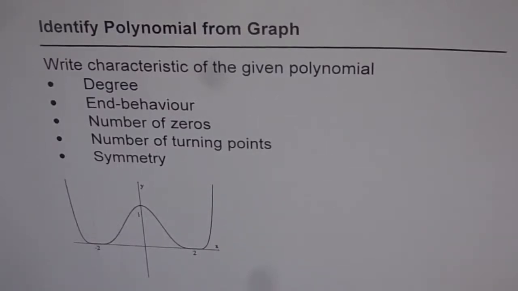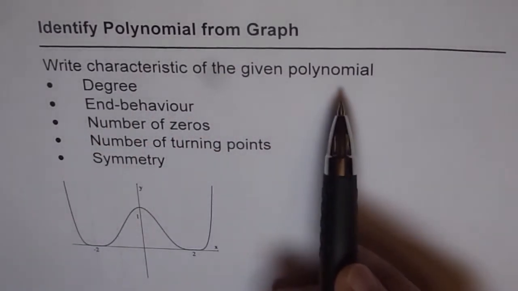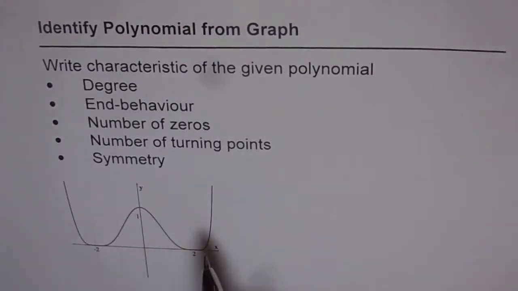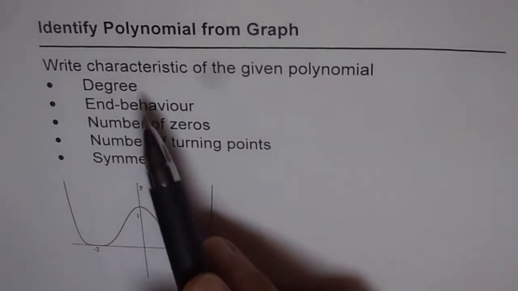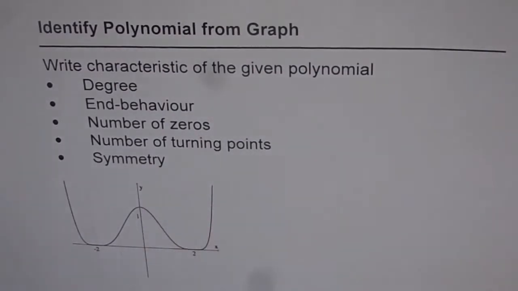In this set of videos, I'll have a few examples where we'll try to identify the polynomials from the graph, write their characteristics, and provide some information so that we can actually write the equation. So here's the first one. It says, write characteristics of the given polynomial. So this is the polynomial given to us. We need to write its degree and behavior, number of zeros, number of turning points, and symmetry.